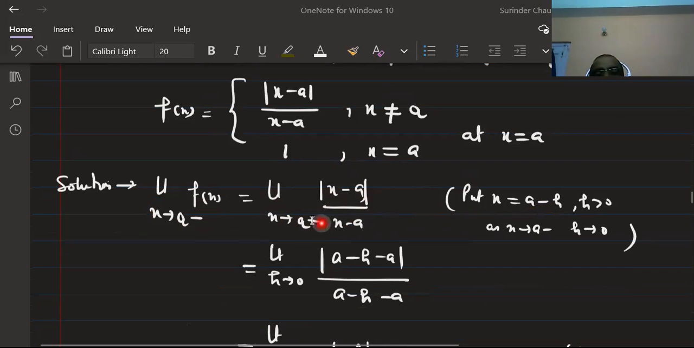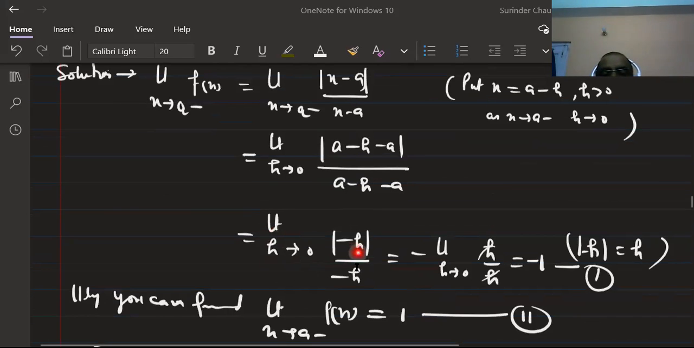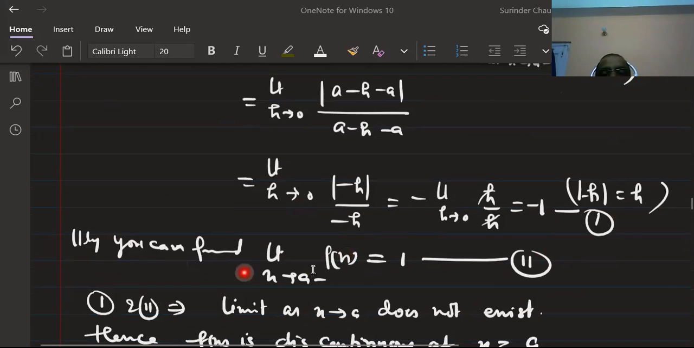Put x equal to a minus h, where h tends to 0 as x tends to a from the negative side. So here the limit h tends to 0 of modulus of a minus h minus a upon a minus h minus a, the a's cancel out. We are left with limit h tends to 0 of modulus of minus h upon minus h. Modulus of minus h is h, so the limit is equal to minus 1. Similarly, the right limit, x tends to a positive of f(x), is equal to 1.